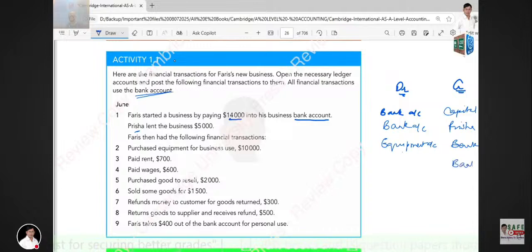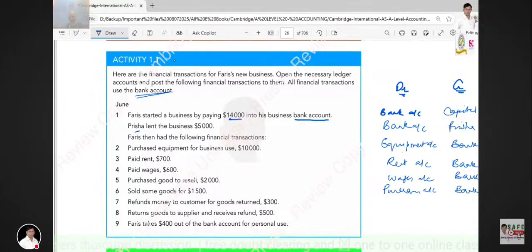What was paid out? Rent. Rent is an expense, so the rent amount is debited. Paid wages. The wages amount is debited. Why? Because it is an expense. Money is going to the bank. Purchase goods to resell. So purchases account. Then bank: got money from bank.